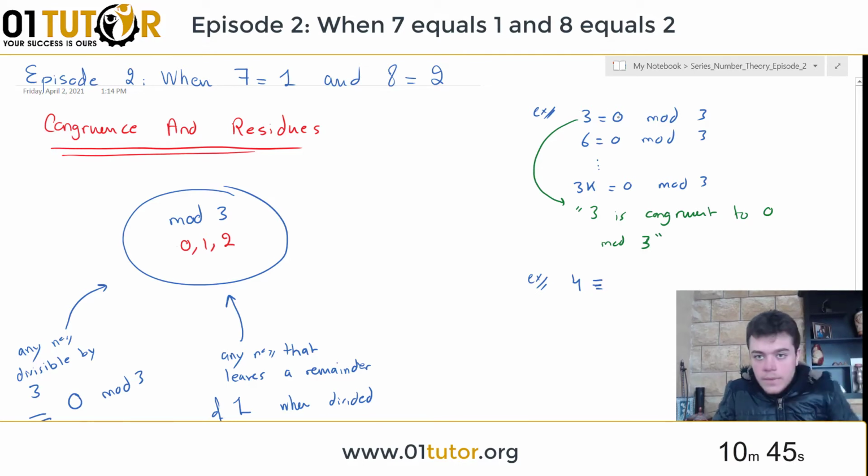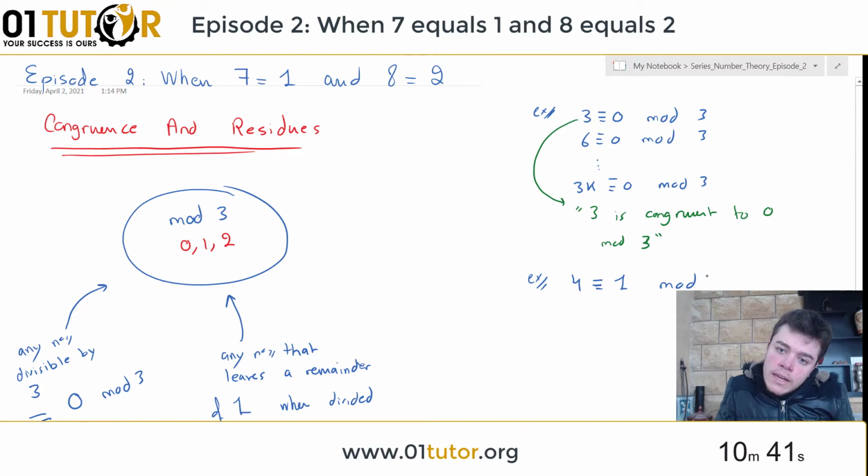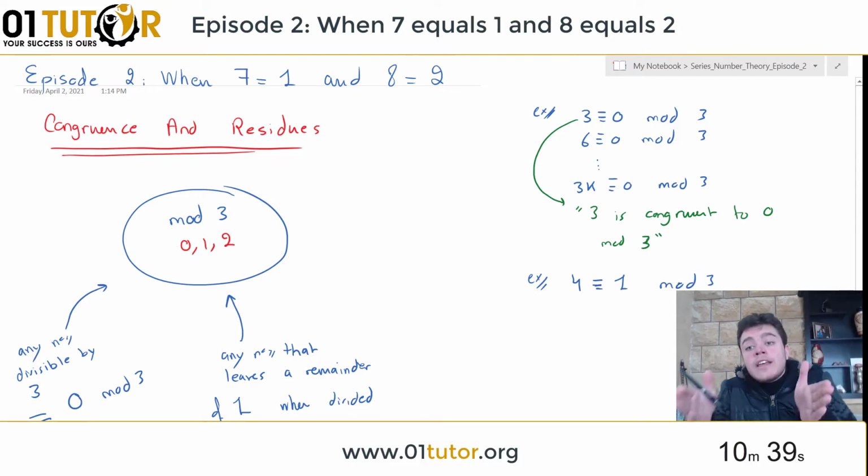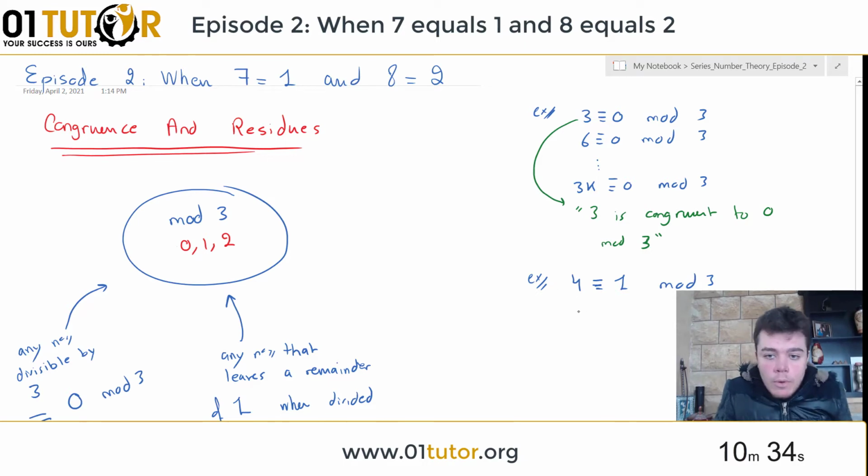Not like the equal. So in here you have congruent. Okay, so 4 is congruent to 1 mod 3. This means that 4 leaves a remainder of 1 when divided by 3. Okay, and we say that 4 is congruent to 1 mod 3. Same thing for 7. 7 is 1 mod 3.